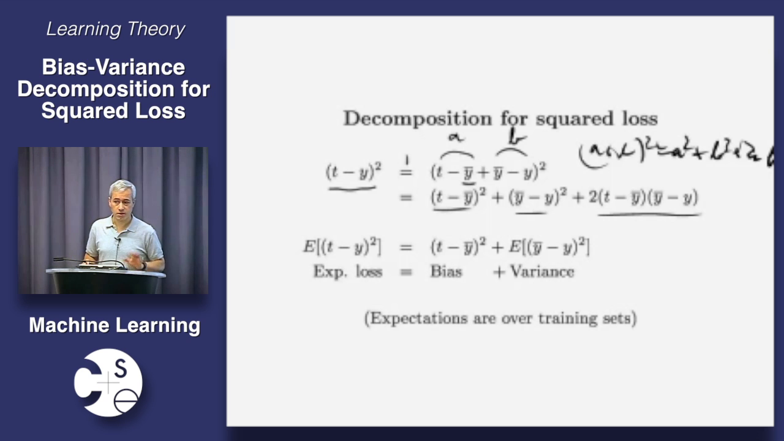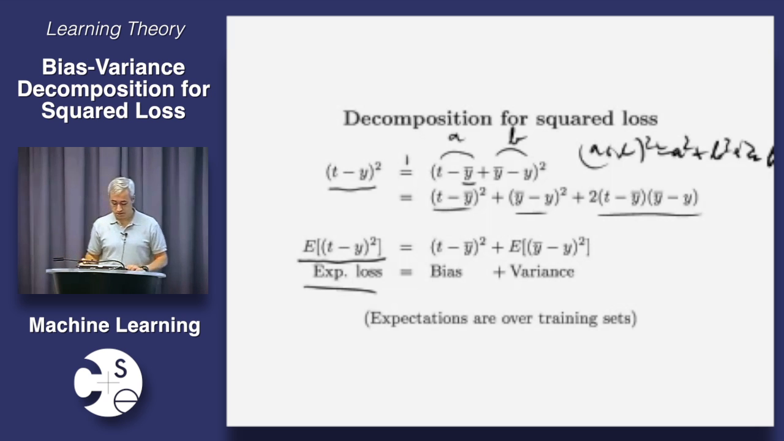And now let's just take the expected value of both sides. Remember, these are expectations over random training sets, averaging over all different training sets that you could generate at random. So now I have on this side the expectation of t minus y squared, which is the expected loss. The expected loss is your average loss. With any one given training set, you might have a certain value of the loss. This is the average that you would have over a lot of different training sets.